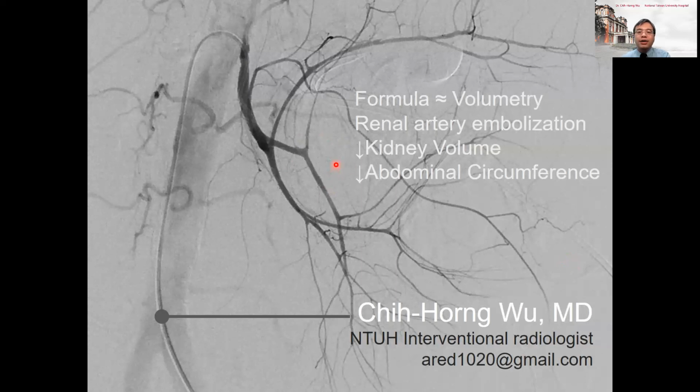Therefore, we can conclude that we can use a simple formula to save our time to replace the volumetric method to estimate the total kidney volume. Renal artery embolization can effectively decrease kidney volume and decrease abdominal circumference to improve the symptoms and signs of our patients.